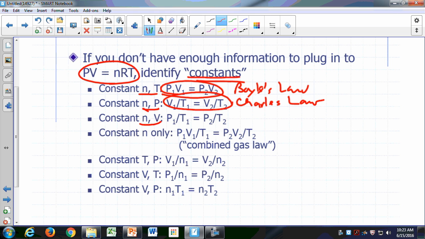And if you're holding volume constant for a fixed amount of gas, then you're dealing with the effect of temperature and pressure. That's Amontons's law: P1 over T1 equals P2 over T2.